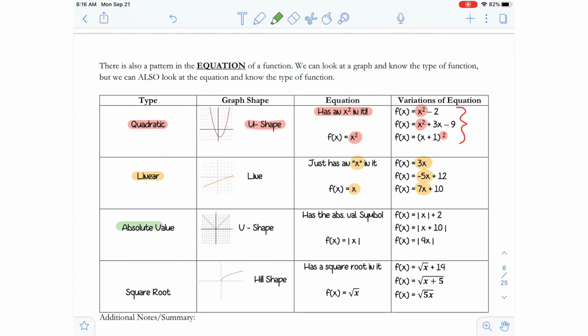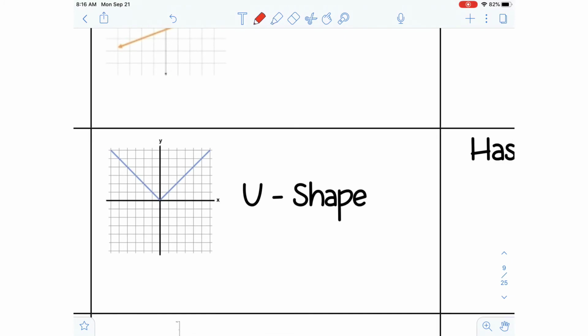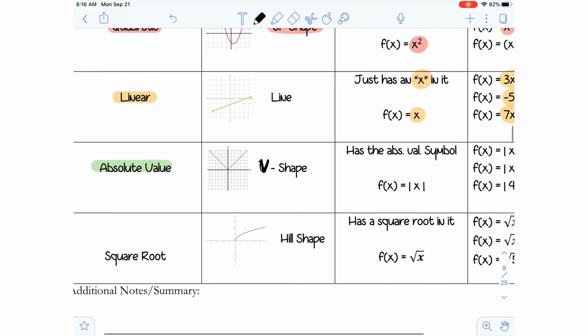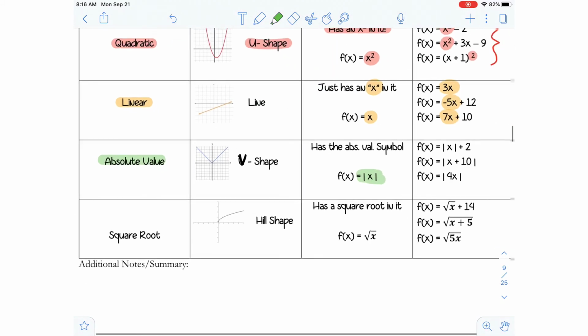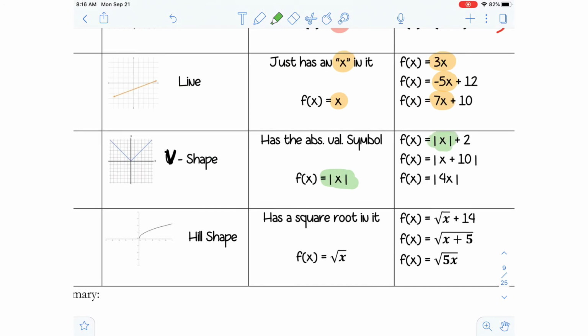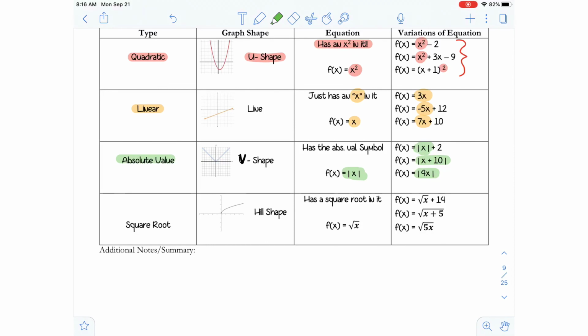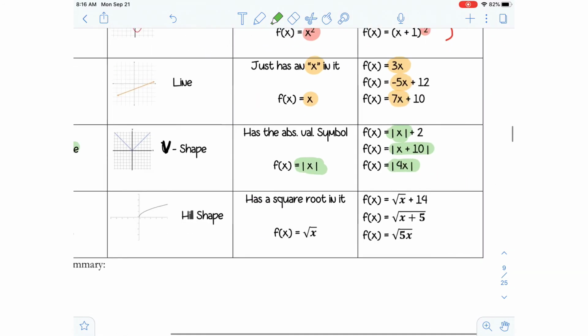Okay, moving on, we have absolute value. Oh, this should say V shape. That might be a V, but the font is weird. So this should say V shape. It looks like a V, just like we see here. And how do I know in the equation? It will have absolute value bars. Those straight up and down bars are all absolute value symbols. So that's how I know it's an absolute value equation. Oh yeah, the V looks like a U in this font, so I'm sorry about that.